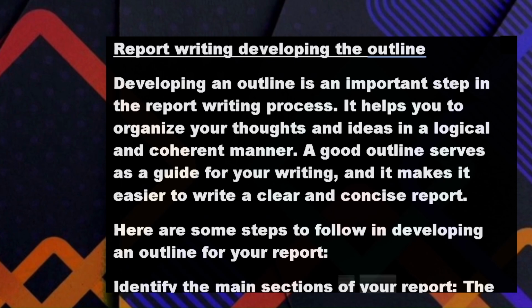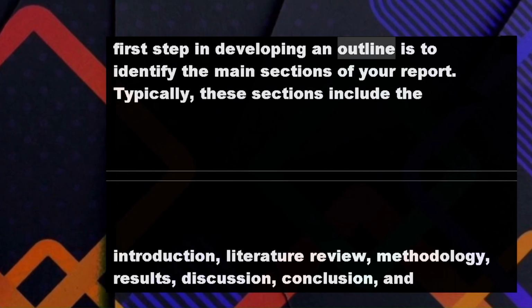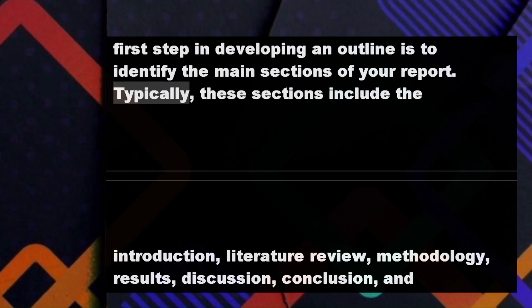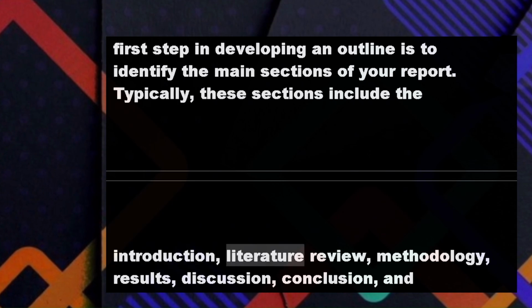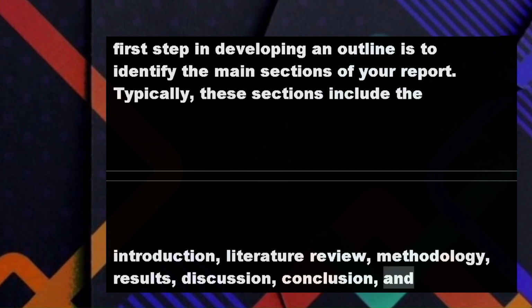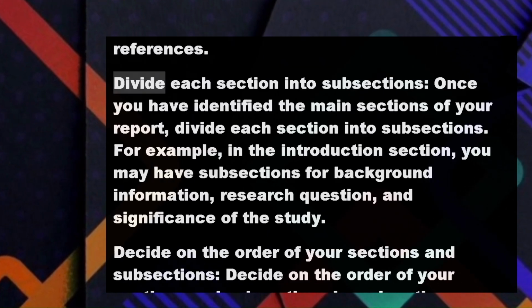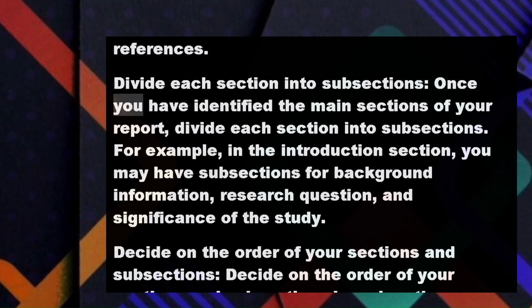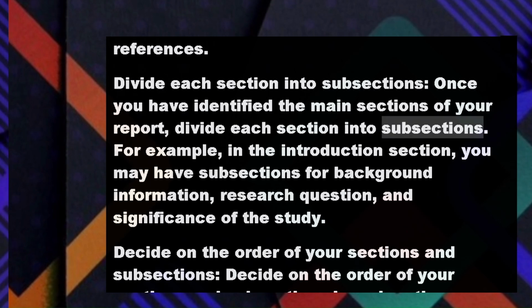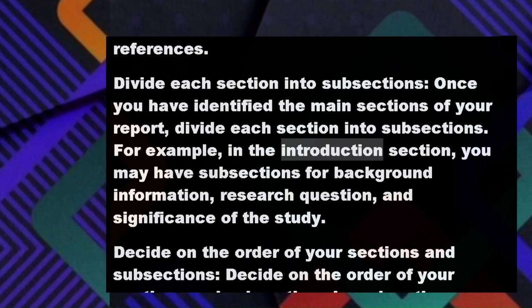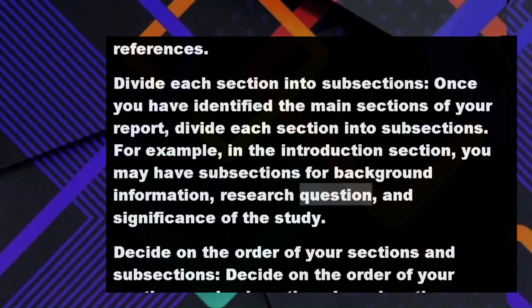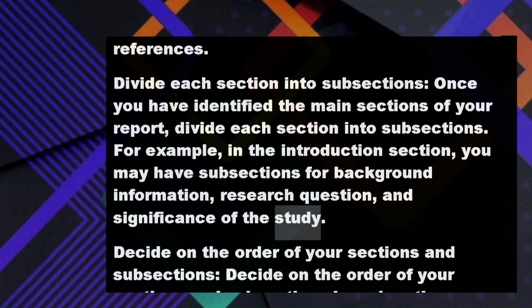Identify the main sections of your report. The first step in developing an outline is to identify the main sections of your report. Typically, these sections include the introduction, literature review, methodology, results, discussion, conclusion, and references. Divide each section into subsections. Once you have identified the main sections of your report, divide each section into subsections. For example, in the introduction section, you may have subsections for background information, research question, and significance of the study.